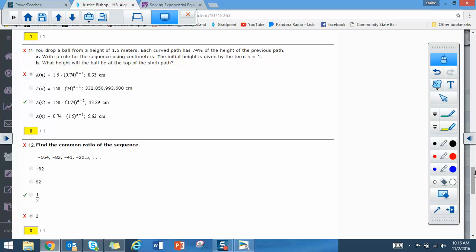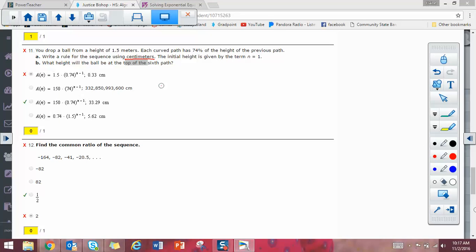So again, we want our initial to be the 1.5 meters. Notice though it does ask you to change to centimeters. So because we're changing to centimeters, we're going to move this 2 decimal places to the right. So that's 150 centimeters. And then it's 74% of the height. So we change that to a decimal. And we're doing it to the x minus 1 term.